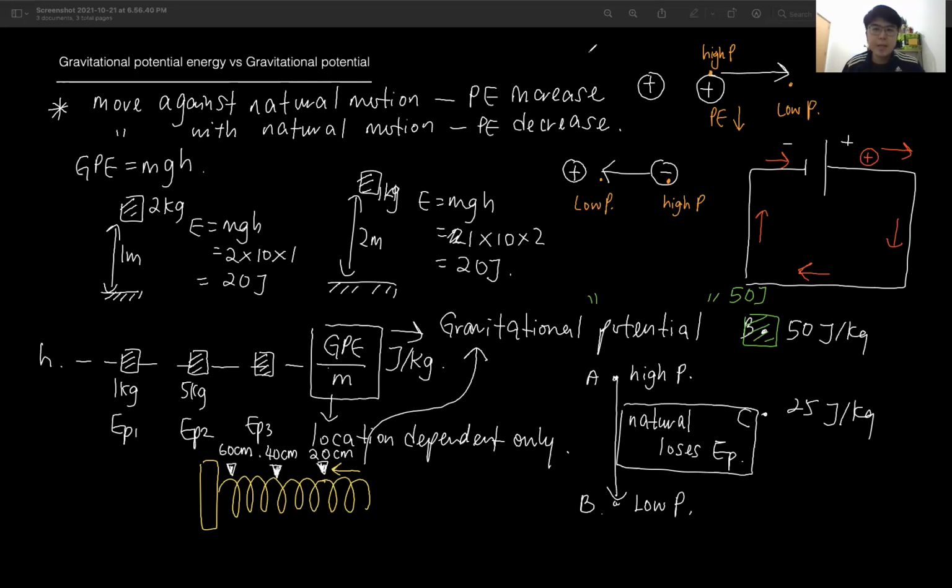So here we can say, where is the high potential? The positive plate, right? Because it's moving from positive to negative. So we know that this is high potential and this is low potential. And as the charge moves, what happened to the potential energy? Same here, potential energy decreases, right? So when the charge moves around the circuit, their potential energy decreases.